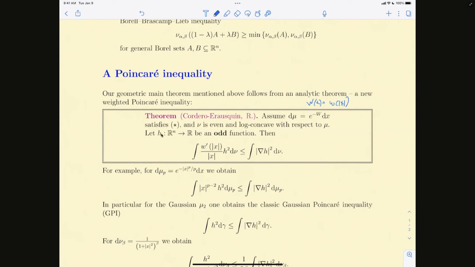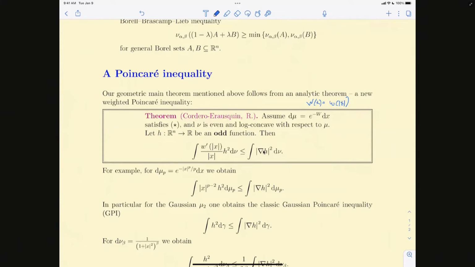We take a function h, which must be odd. This is a technicality, but an important one. So it's centered in any reasonable sense. And then the integral of h squared with this weight is bounded by the L2 norm of the gradient.